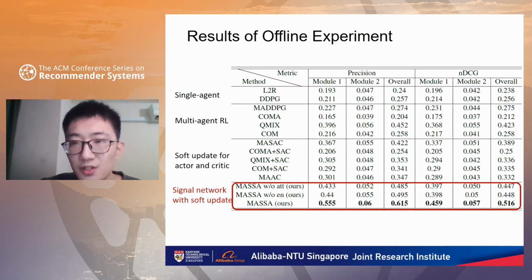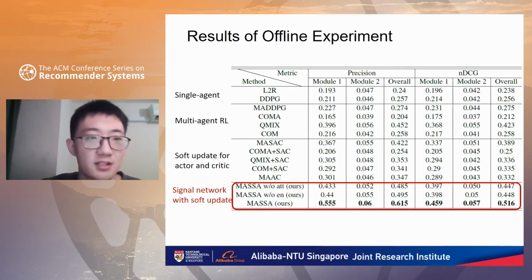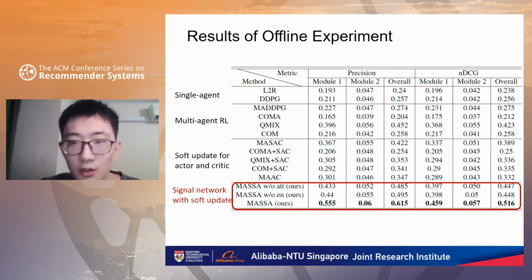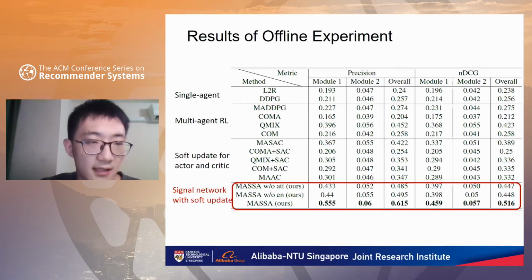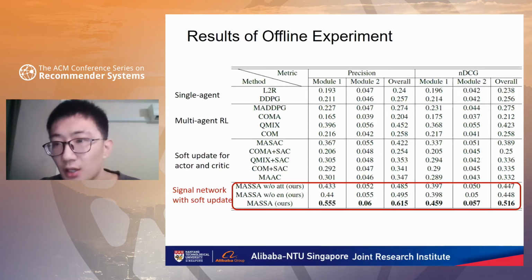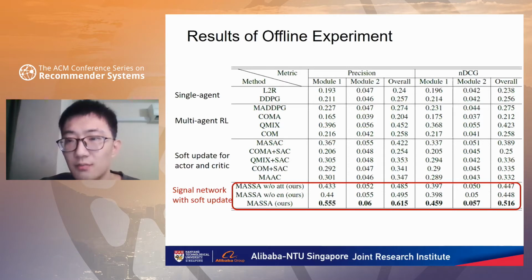Here is the result of the offline experiment. We classify baselines considering their properties. There are two single-agent methods, some multi-agent methods, and then we apply soft update for actor and critic for this multi-agent reinforcement learning method, and finally our algorithm with the signal network and the soft update. The results show that our method outperforms other baselines.